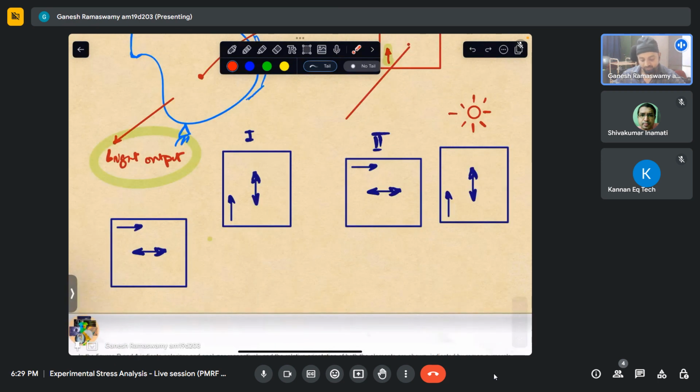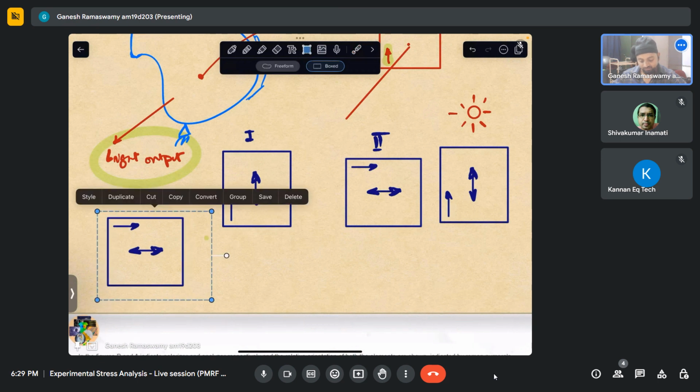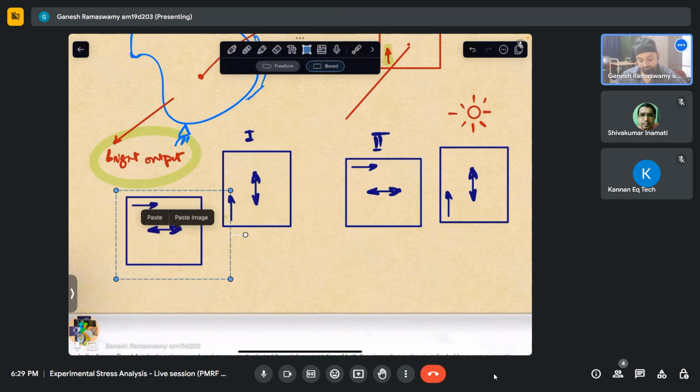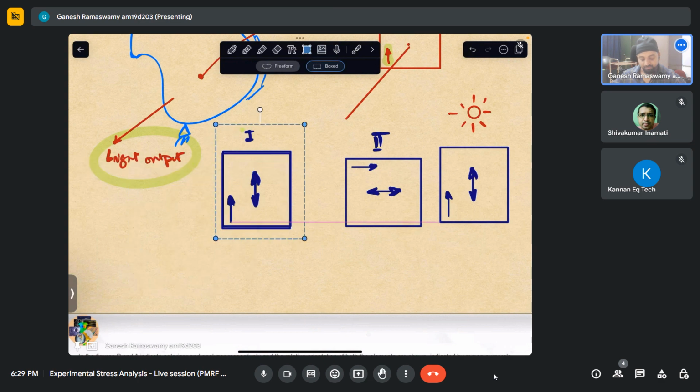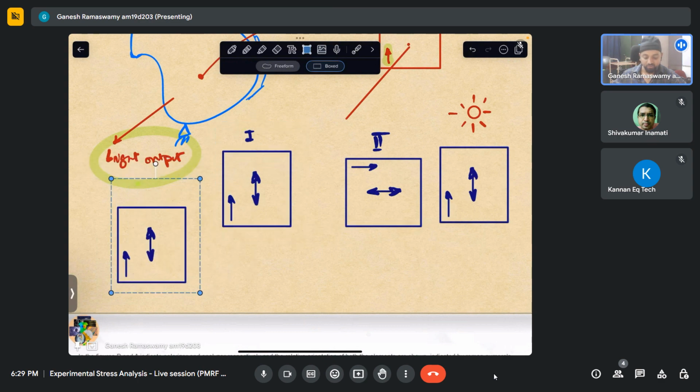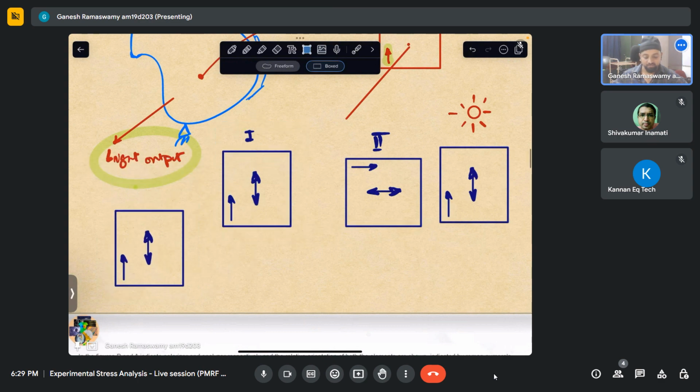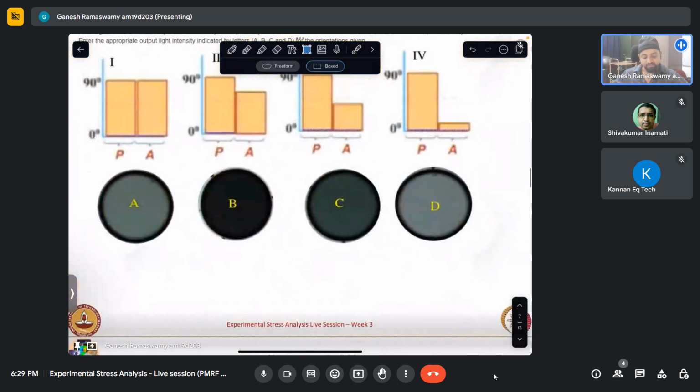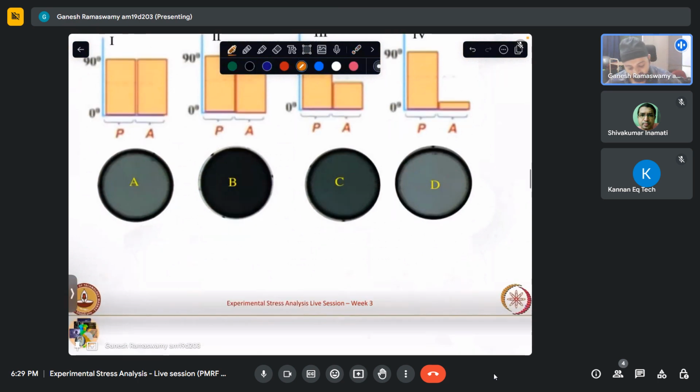So as we saw, if I take this and place it like that, all the light will get passed through that. So which is the brightest here? I can see that D is the brightest of all. Let us first rank this in the decreasing range of brightness.